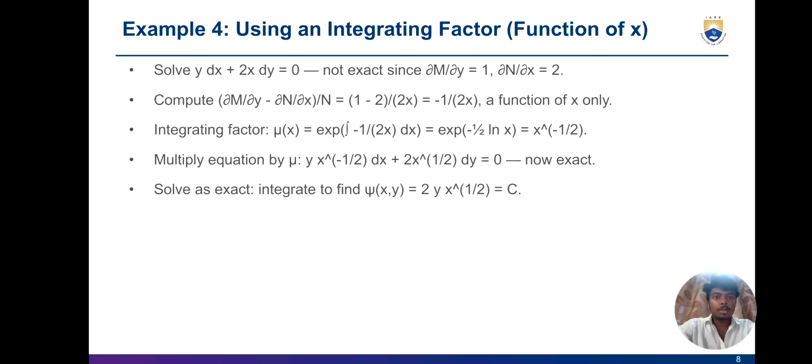Example number 4. Using an integrating factor which is a function of x. Solve y dx plus 2x dy equal to 0, which is non-exact since ∂M/∂y equal to 1 and ∂N/∂x equal to 2.